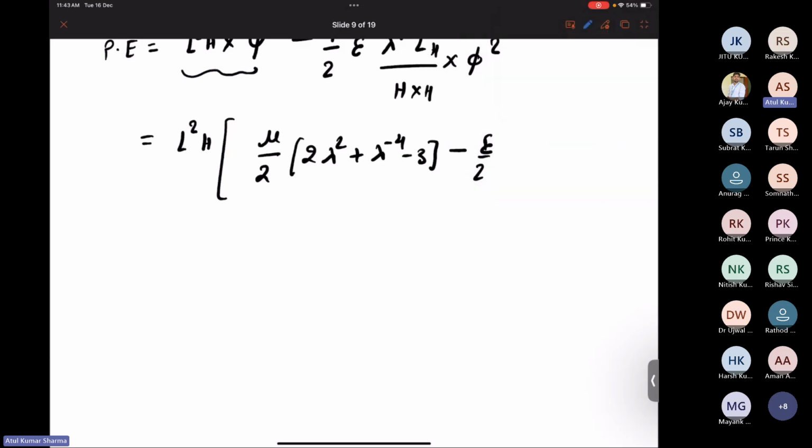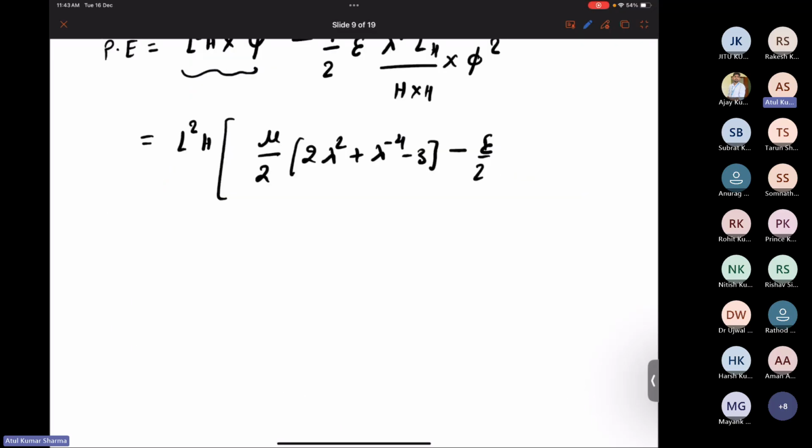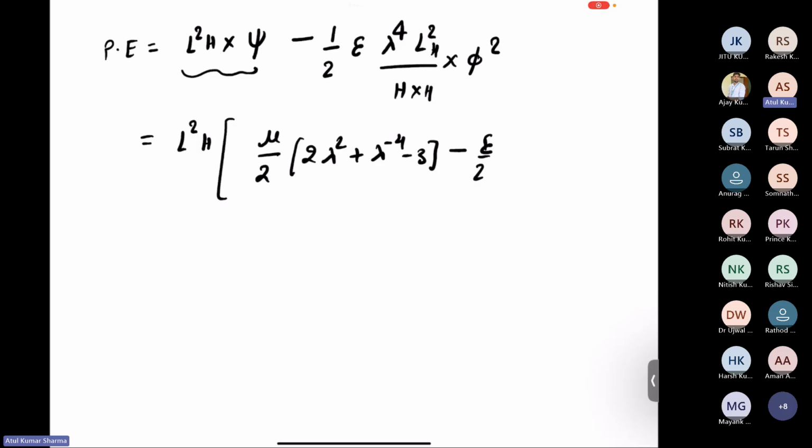So we can say that it is nothing but, just a minute, I will check what is happening. Okay, so that is nothing but lambda to the power 4 phi square upon h square. I have taken this quantity outside the bracket. So this is your total potential energy.